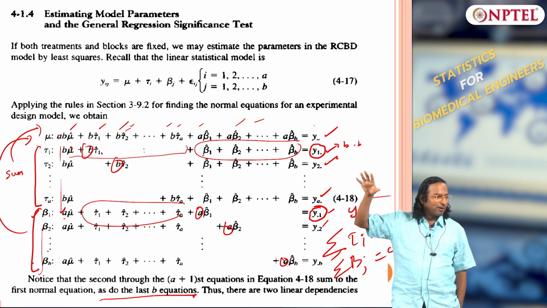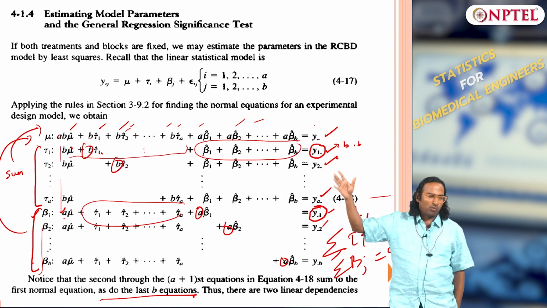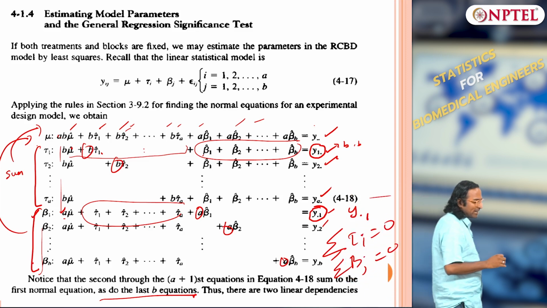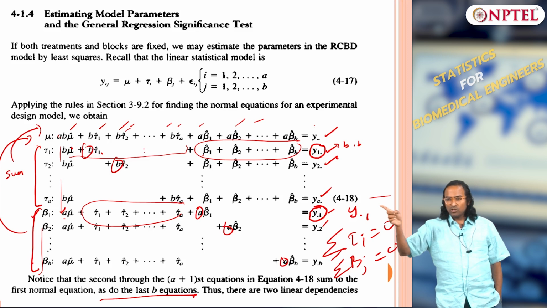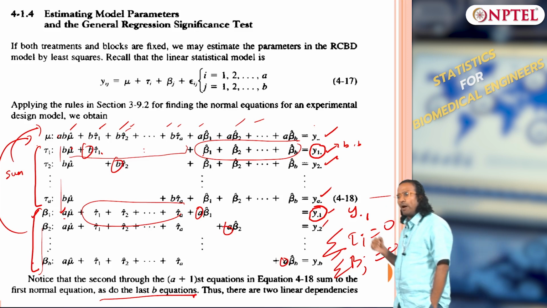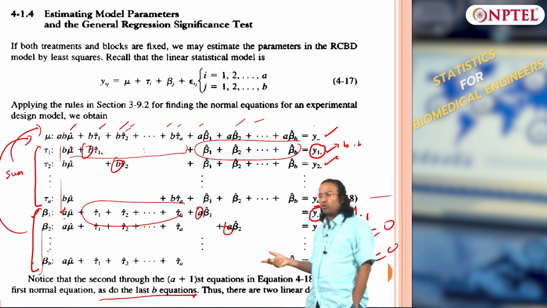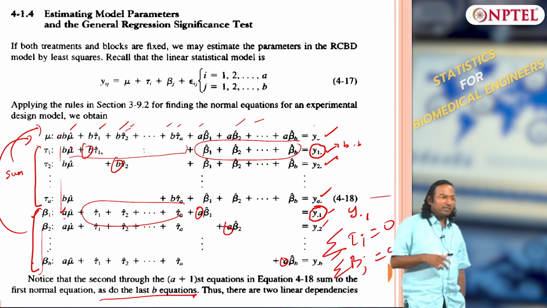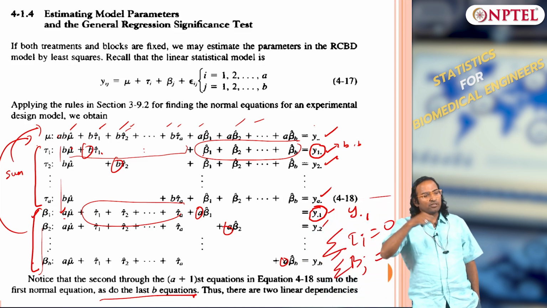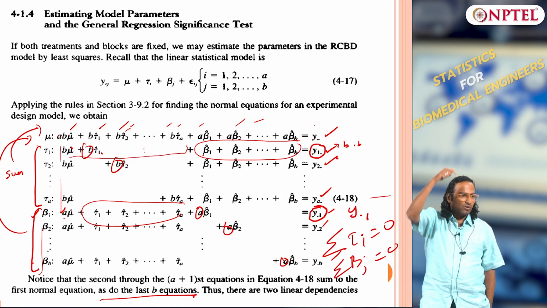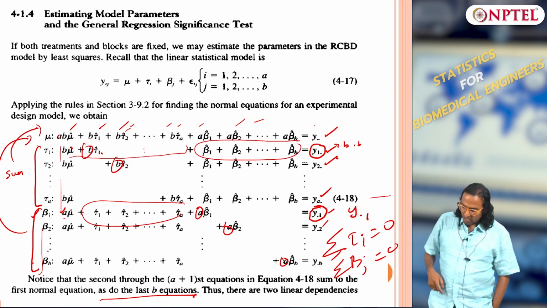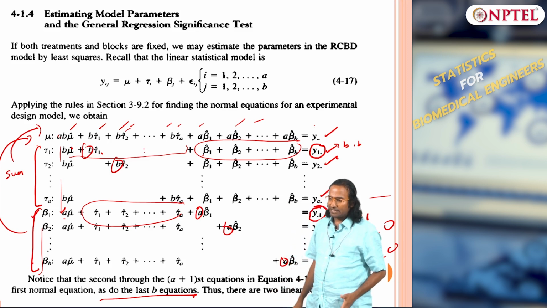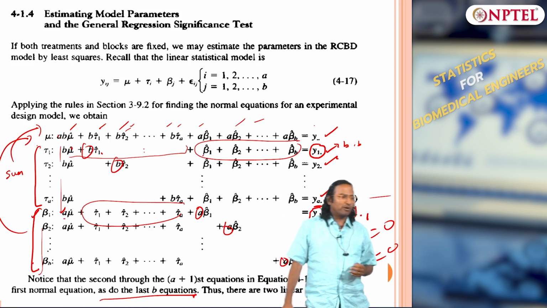So, the grand sum of all the data is y dot dot. If you want to talk about tau 1, it is present in the first row. So, the sum of the first row is y1 dot, for tau 2 it is y2 dot, and similarly if you want to write about beta 1, that will be column wise, that will be y dot 1, y dot 2, up to y dot b. So, that is the right hand side, okay, that is straightforward, rule number 2.